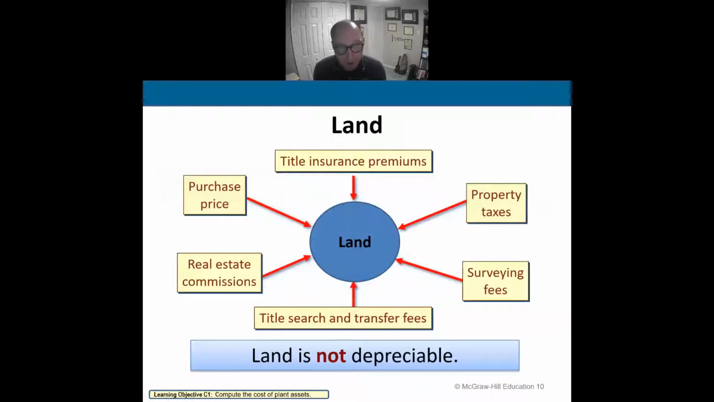The cost of acquisition for land includes things like purchasing the plot of land, plus insurance for titling, plus property taxes, plus surveying fees, plus title and search transfer fees, plus real estate commissions. All those things added together equals the total cost of the acquisition of land. Remember, land itself, the dirt that you bought, the land that sits below the house you're in, does not depreciate in value. The building, however, does.